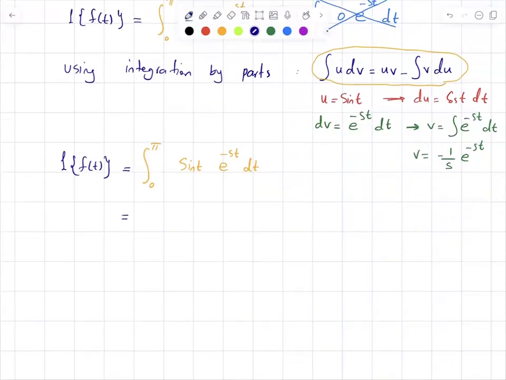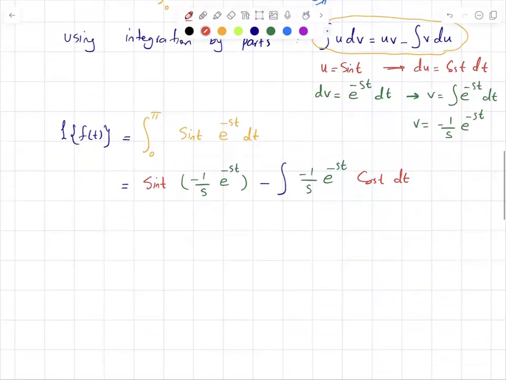it's equal to uv, where u is sine t, times v, which is negative 1 over s e to the power negative st, minus the integral of v du. Let's copy down our v, which is negative 1 over s e to the power negative st, times du, which is cosine t dt. Very good. So we're going to apply integration by parts for the second time down here.